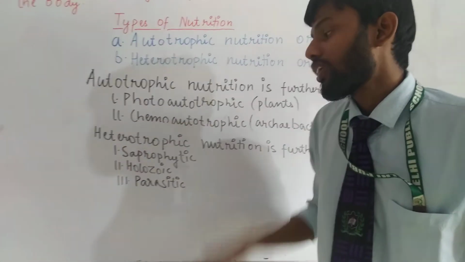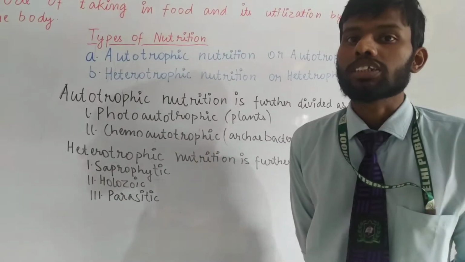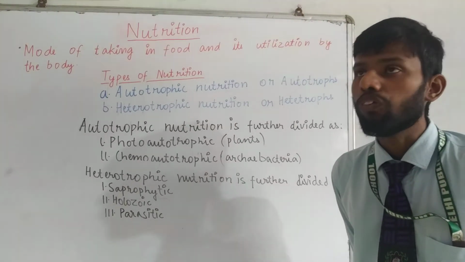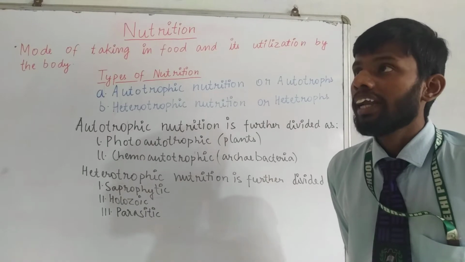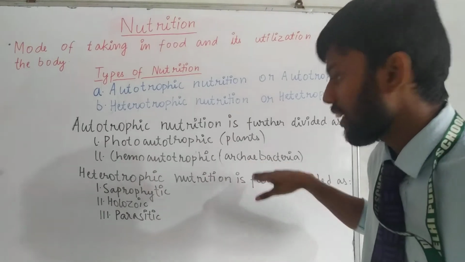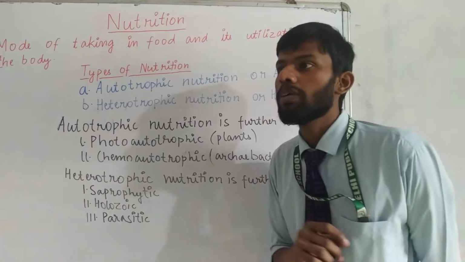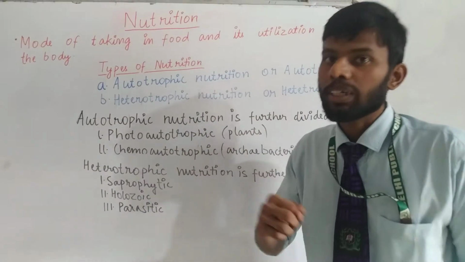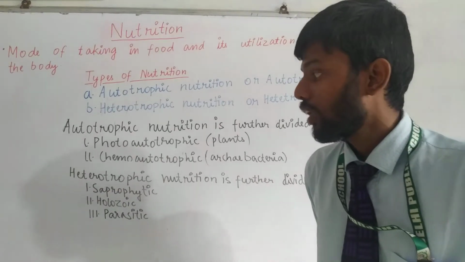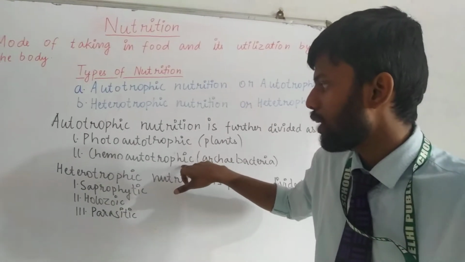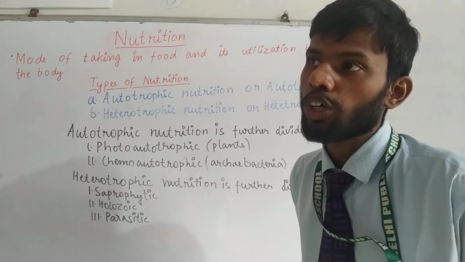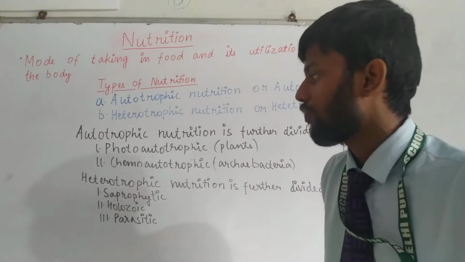Next one is the chemoautotrophs. Chemoautotrophic nutrition is that mode of nutrition in which certain organisms manufacture their food by themselves in the absence of sunlight. For example, there are certain bacteria in the class of Archaebacteria, methanogens or Sulfolobus bacteria, which use chemicals like methane or sulfur present in the surroundings to manufacture their food. So the basic difference is that photoautotrophs make their food in the presence of sunlight, whereas chemoautotrophs manufacture their food using chemicals.